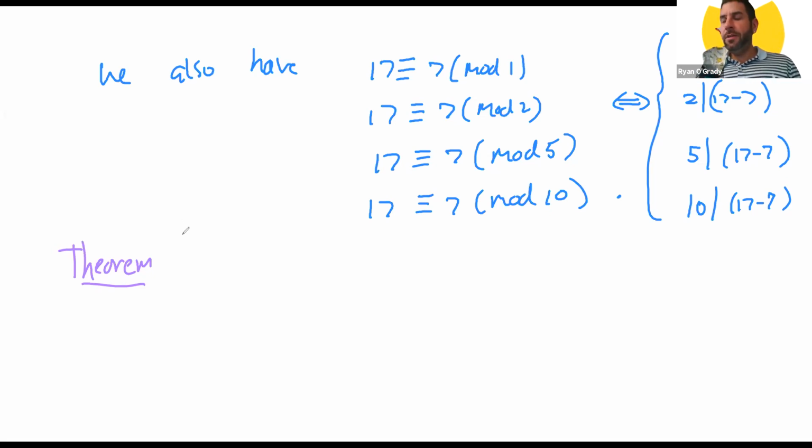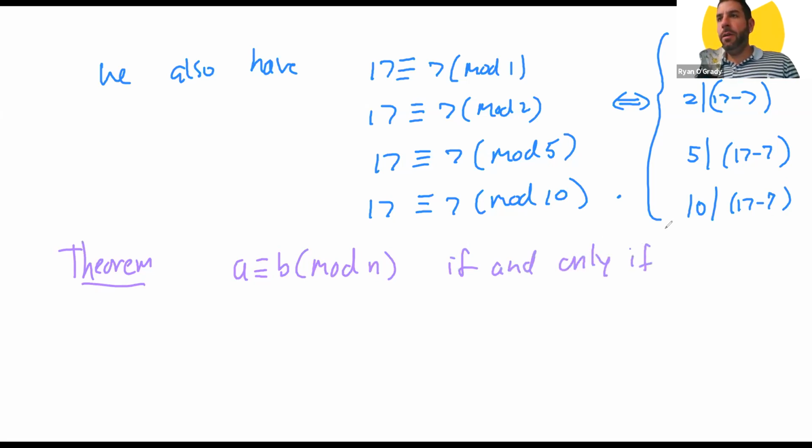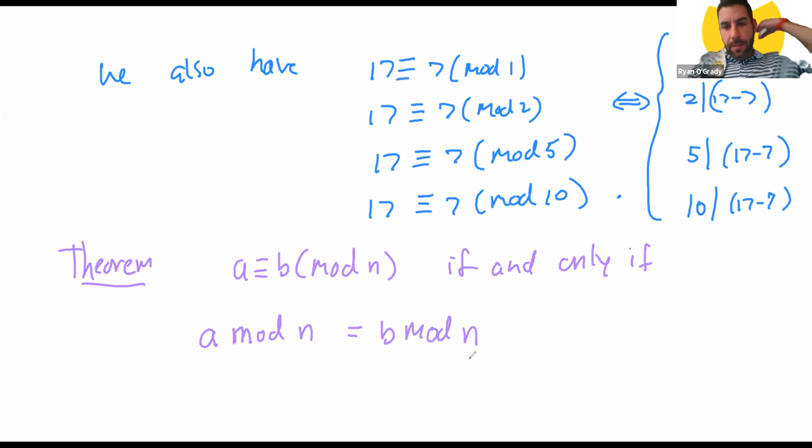So here's a very useful theorem that's important to us. A is congruent to B mod N if and only if, now this is a very useful fact, so now the notation is going to go to what we wrote down earlier, if and only if the remainder when we divide A by N is equal to the remainder when we divide B by N.